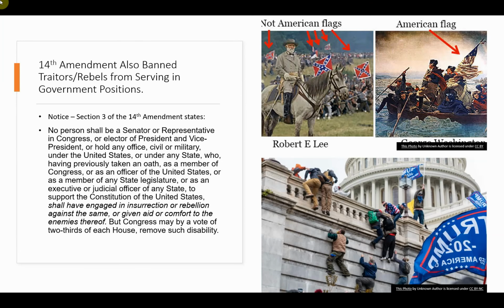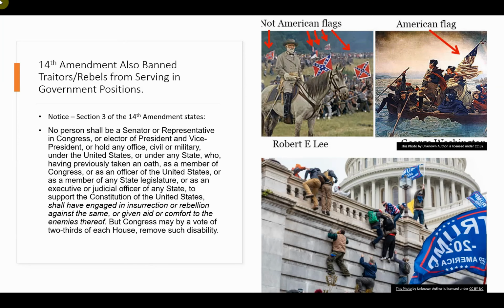So you should notice that Section 3 of the 14th Amendment states, "No person shall be a senator or representative in Congress or elector of the president and vice president or hold any office, civil or military, under the United States or under any state who, having previously taken an oath as a member of Congress or as an officer of the United States or as a member of any state legislature or any executive or judicial officer of any state, to support the Constitution of the United States, shall have engaged in insurrection or rebellion against the same, or given aid or comfort to enemies thereof." But Congress may, by a vote of 2/3 of each house, remove such disability.